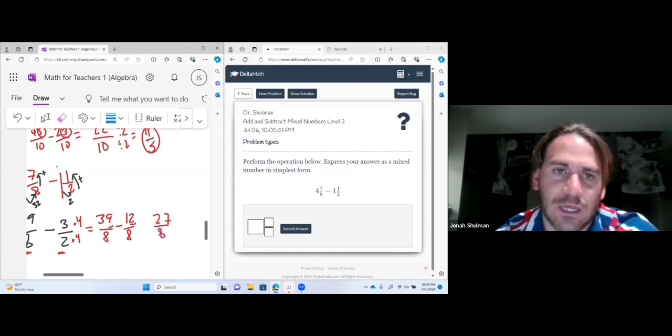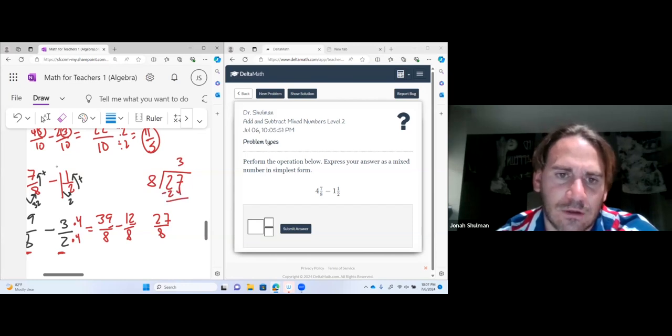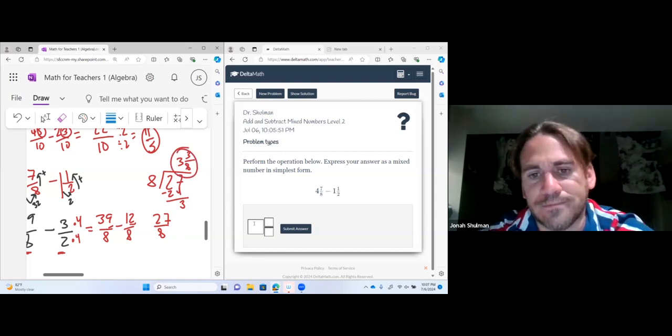I'm just going to go right to dividing it and simplifying it. So let's put the 27 here. Let's put the 8 here. 8 goes into 27 3 times. That's 24, because 3 times 8 is 24. And there's 3 left over. 3 3/8. You can't break it down anymore.